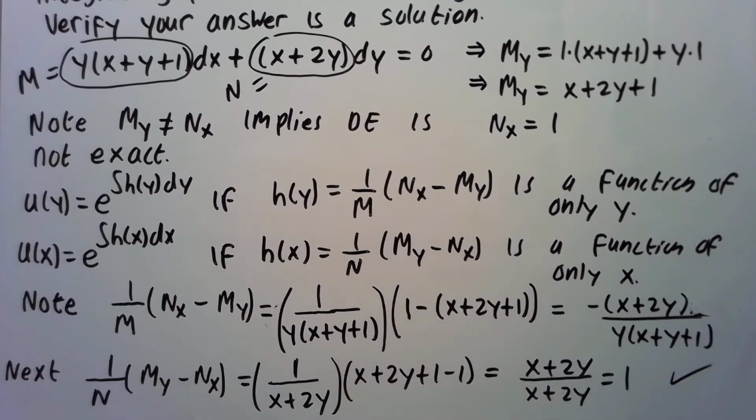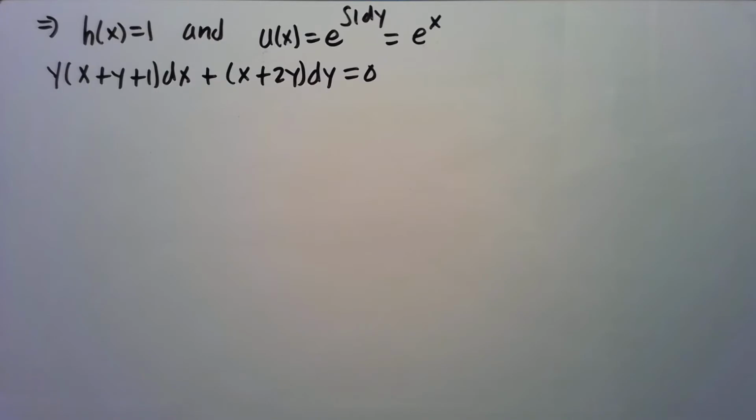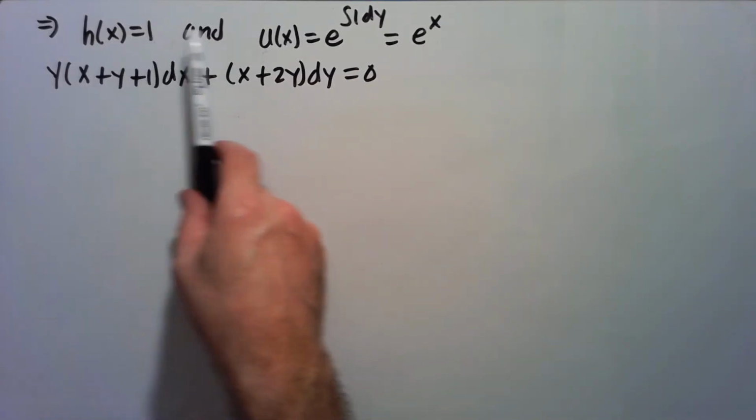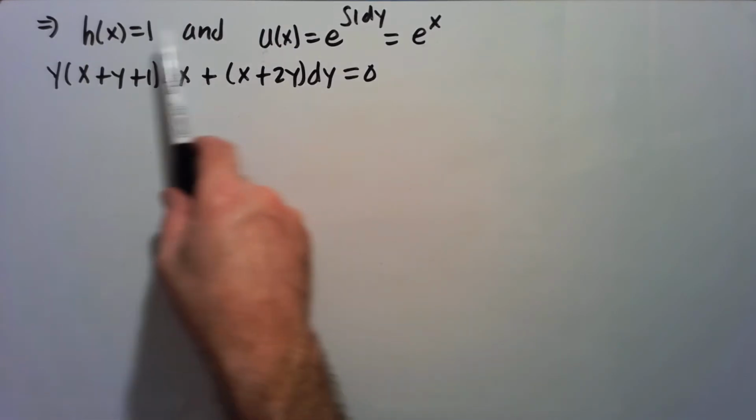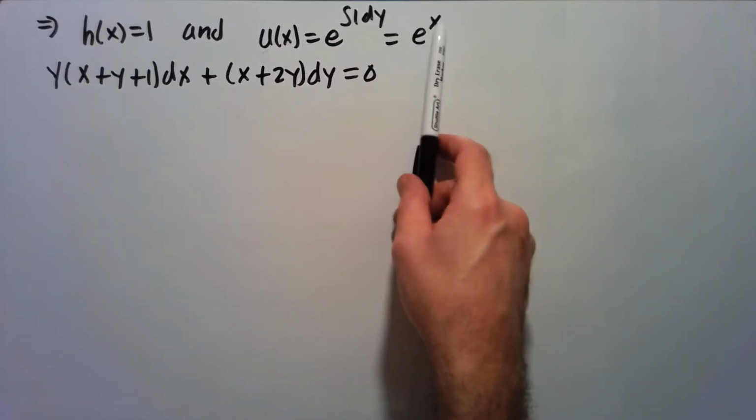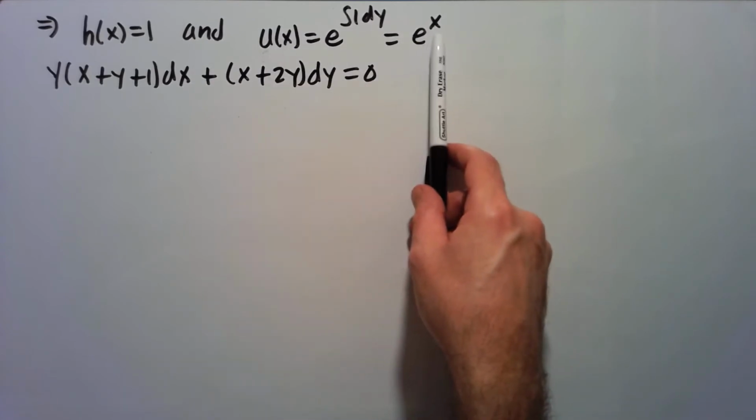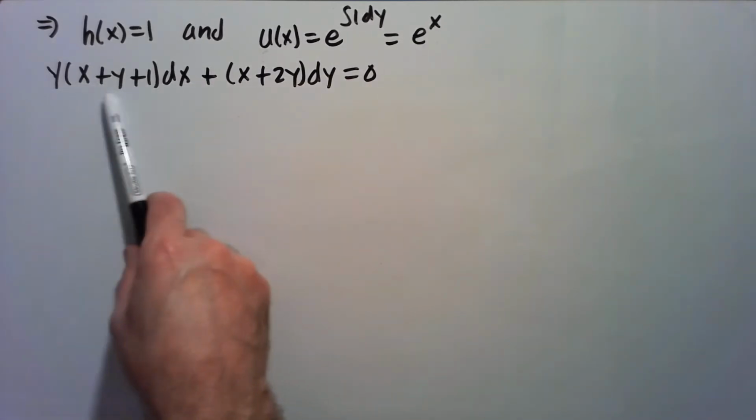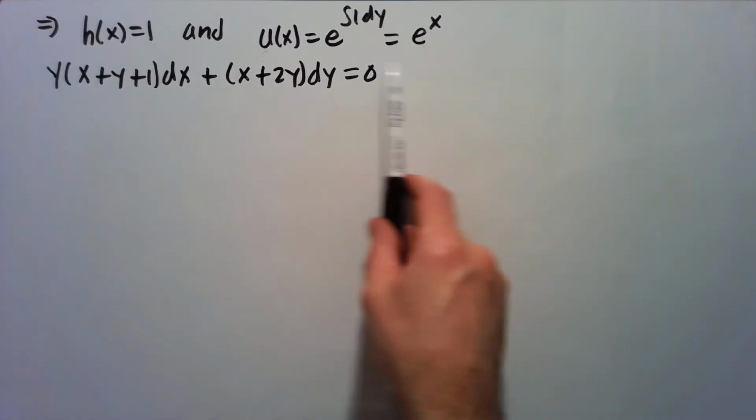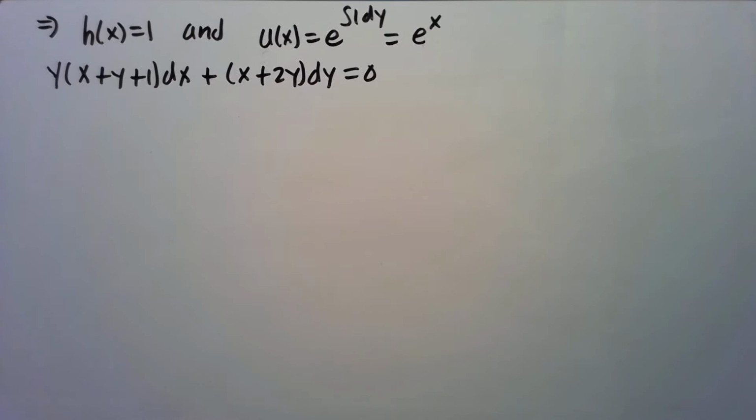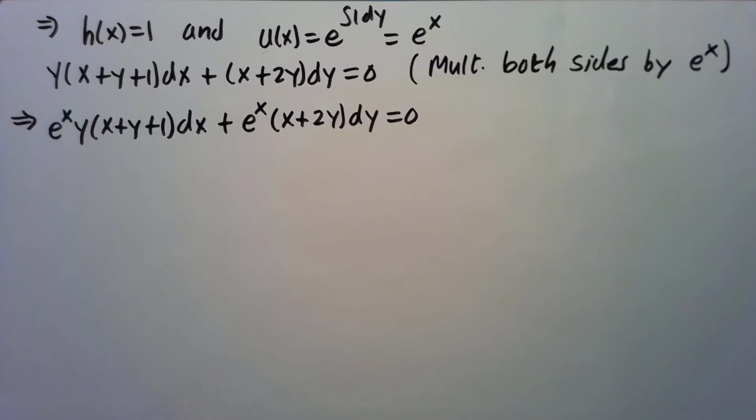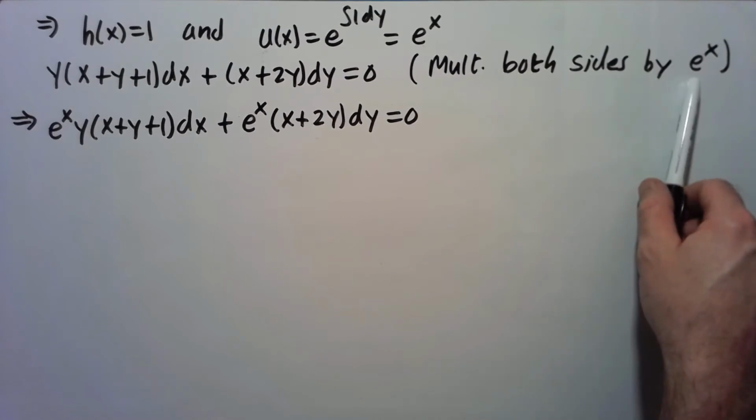Okay, so let's continue. I'm out of space here, so let me erase a few things and we'll continue. Summarizing, our h of x is 1, so our integrating factor will be e to the integral of h, but h is 1 here, so it'll be the integral of 1, which is just x. So our integrating factor is e to the x. So here's my original differential equation. I'm going to multiply both sides by our integrating factor. So multiplying both sides by our integrating factor, we get this.